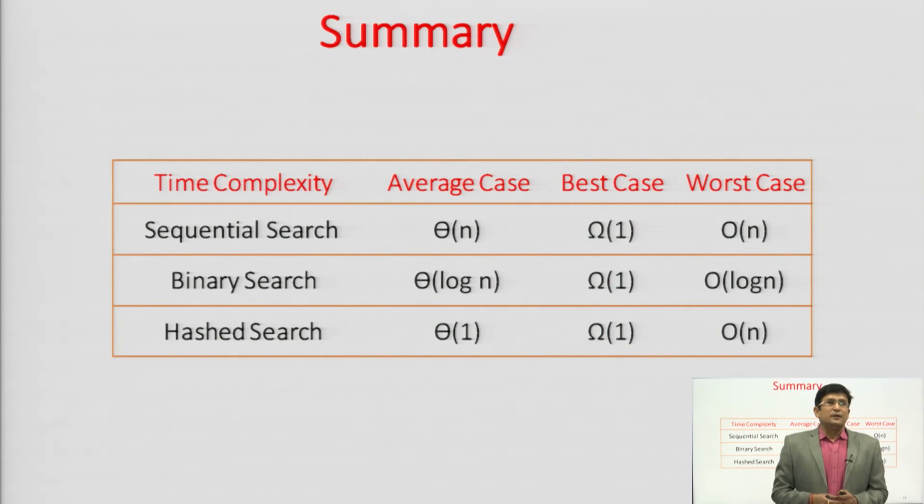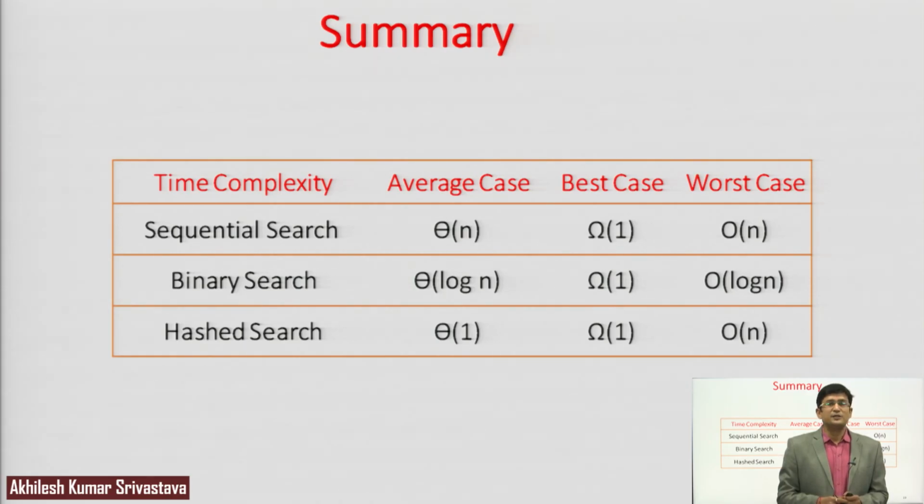Okay. Now, this is the summary. In every hash search, you are expecting that it has to be in constant time. So, theta 1 time will be required for searching in the average case, whereas in the sequential or the binary search it requires theta n and theta log n time respectively. So, we have actually saved a lot of time in the hash search mechanism. Thank you.